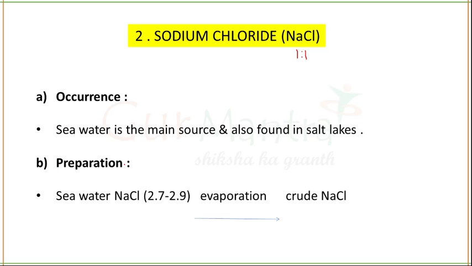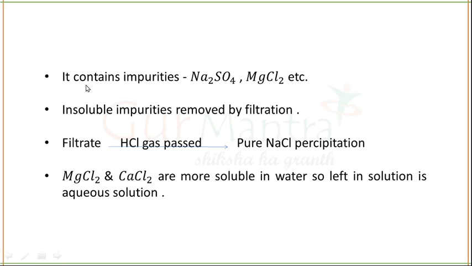The preparation of NaCl is the most important term here. If you want to prepare NaCl, you just need to evaporate the seawater. Seawater has 2.7 to 2.9% of NaCl. When you evaporate this seawater, you will get the crude NaCl. This crude NaCl contains impurities like Na2SO4, MgCl2, CaCl2, etc.